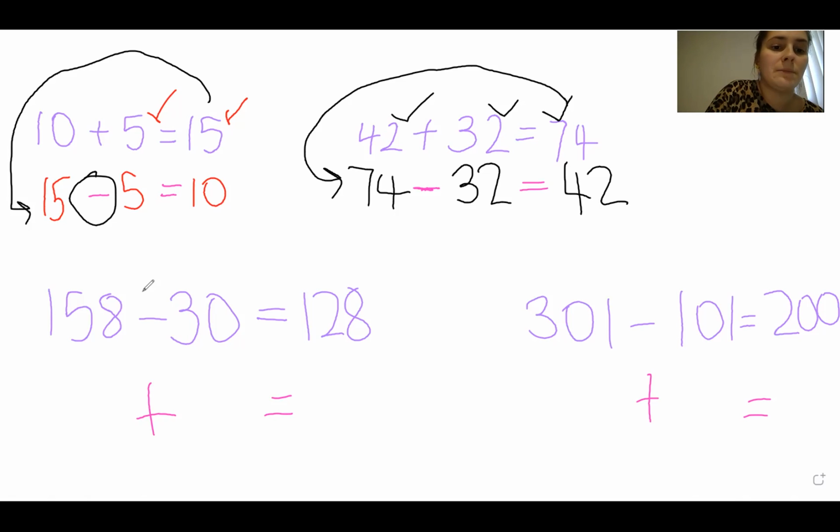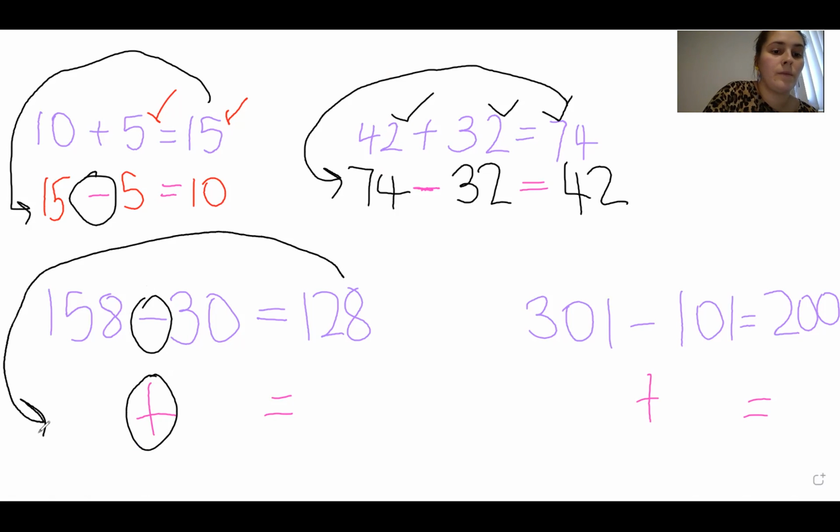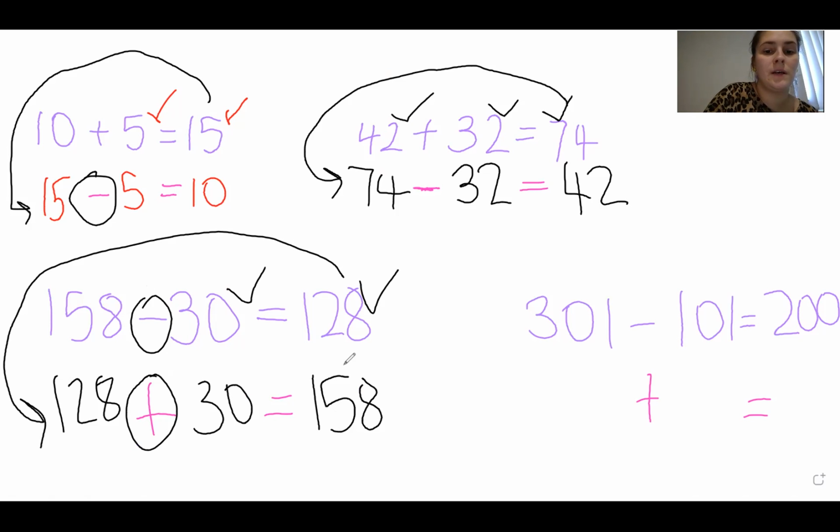So we've started with subtraction. We know the opposite to subtraction must be addition, and we have to use the same numbers. Remember that we just work backwards. So if I did 128 plus 30, that would give me the answer of 158. Is it starting to make a bit more sense now? The more you practice, the easier it will become.